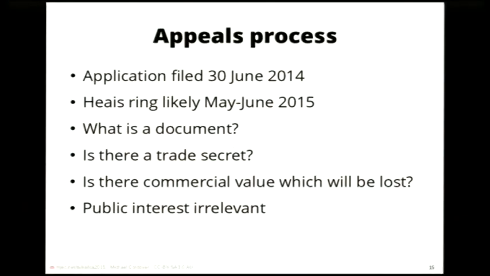So then, what's next? Unfortunate typo there. Appeals process. So that's where we're at the moment. I lodged my application and my appeal in the Administrative Appeals Tribunal. That's gone back and forth. I received about 300 pages worth of documentation from the AEC's lawyers, explaining exactly why they thought it was secret.